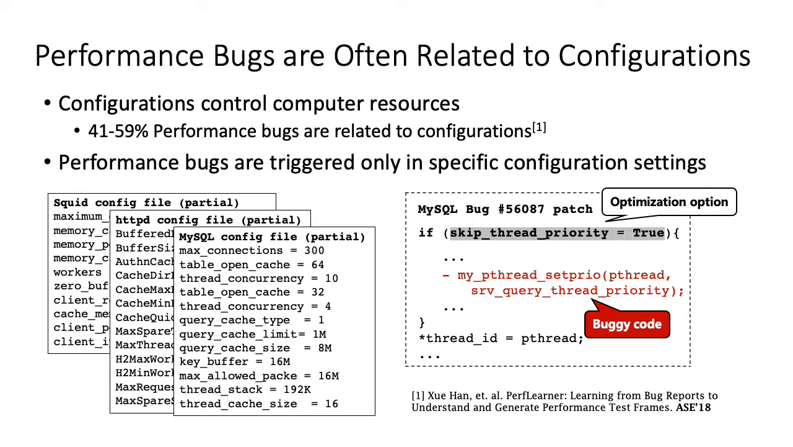Meanwhile, some performance bugs only get triggered under specific configuration settings. The figure on the right shows a bug where the buggy code is right in an if section. The if condition is only satisfied when the configuration option is set to true. Note that the default value is false.